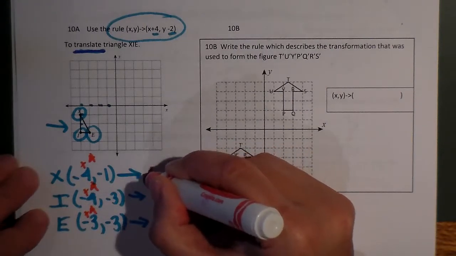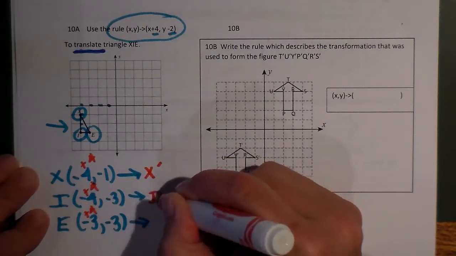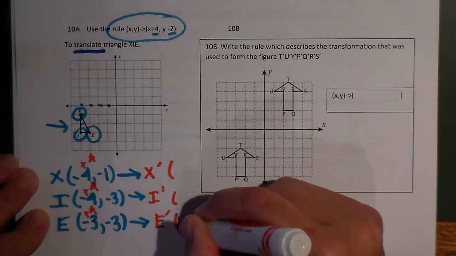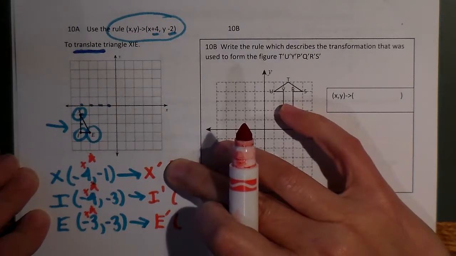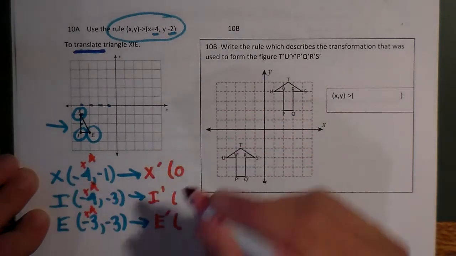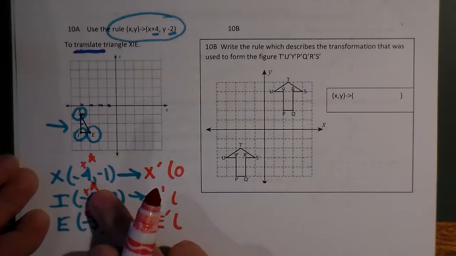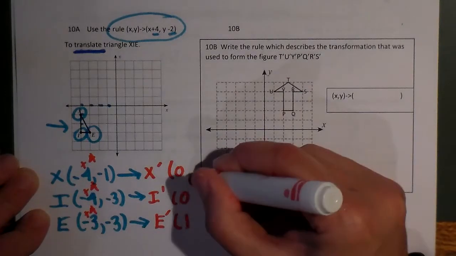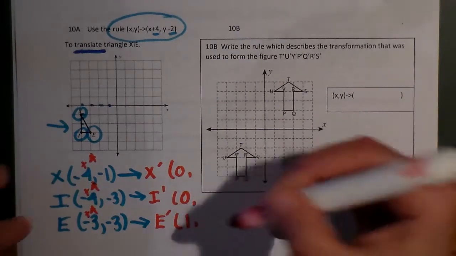Okay? So my new x and my new y, remember those little apostrophes just mean image, that means the new one. Negative 4 plus 4 is 0. Negative 4 plus 4 is 0. Negative 3 plus 4 is 1. Those are all my new x coordinates.